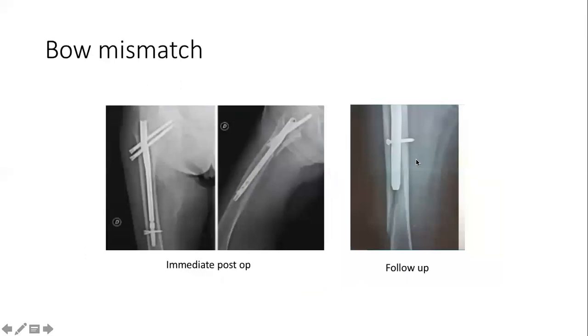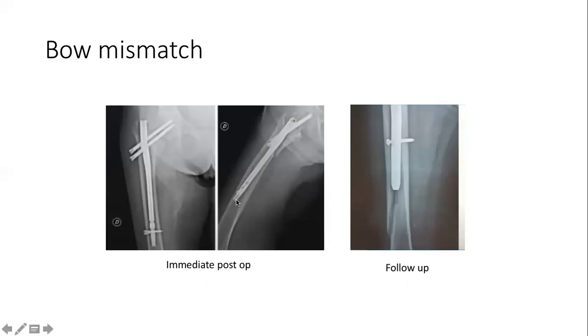Now, bow mismatch is something that should be carefully looked for, especially if we can see in this X-ray, the AP X-ray was relatively good, but on lateral X-ray, we can see that there was anterior cortical contact of the nail with the bone. But the surgeon was satisfied. But later on, as we know, the postoperative X-rays are not always what we think of, and there was a cortical shaft fracture.